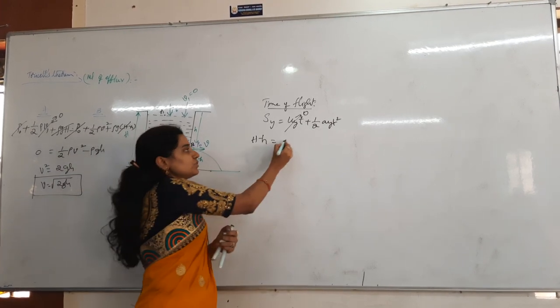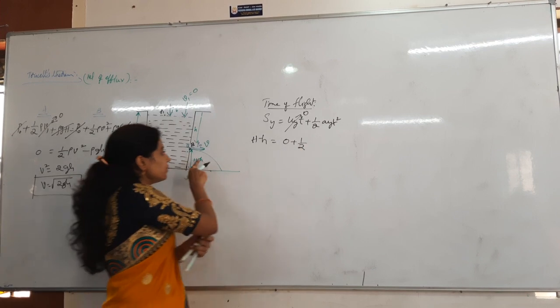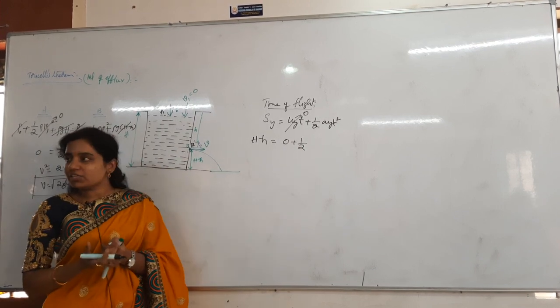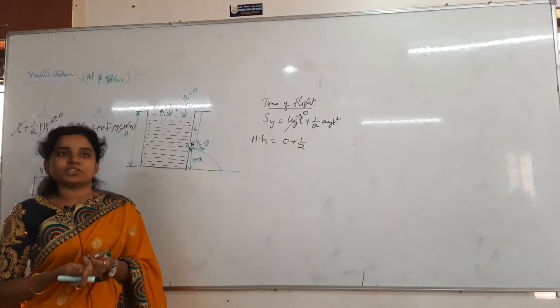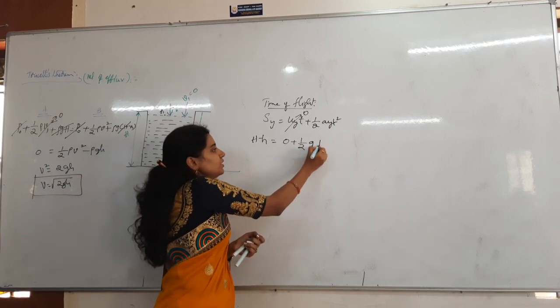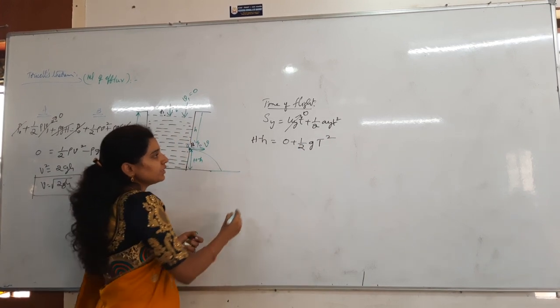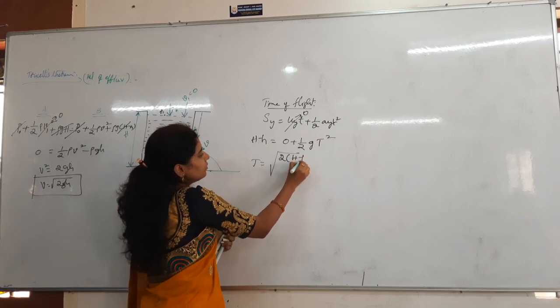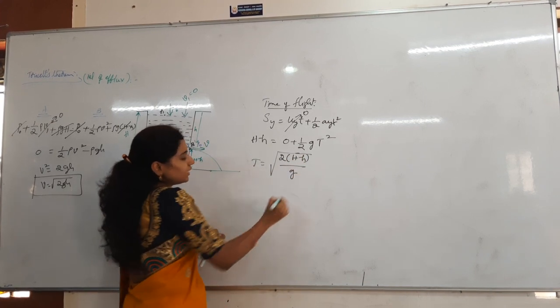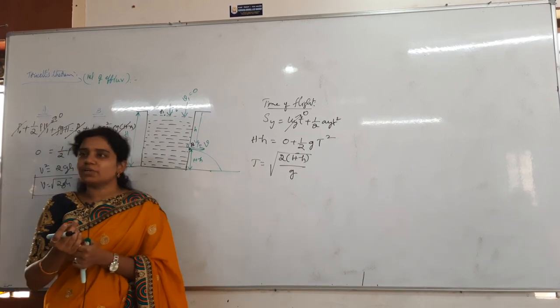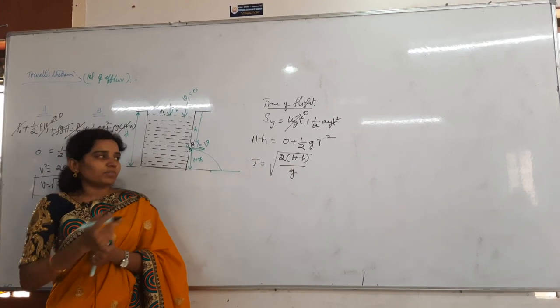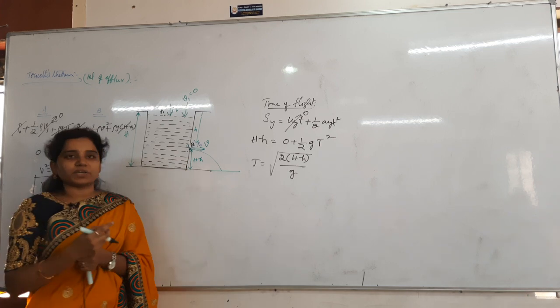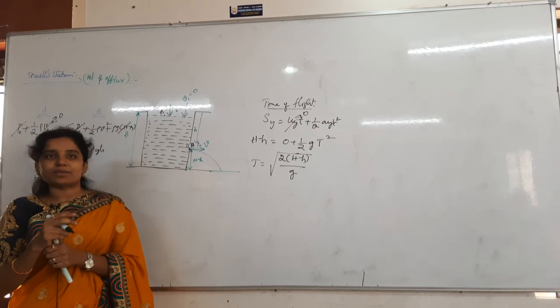So that is 0 plus half into, this flux is moving under gravity only, right? Ay is nothing but g only. So half g into time of flight square. Then t is equal to, I can write, under root 2 into H minus h by g. Correct? Generally, what is our formula? Under root 2h by g. From the ground, the height is nothing but H minus h. That is the time of flight.